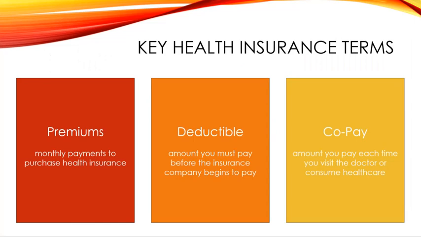So some key terms are premiums, deductibles, and copay. Premiums are the monthly payments to purchase health insurance. Deductibles are oftentimes the amount you pay before the insurance company begins to pay. So a high deductible plan might be that for the first $4,000 of any medical care costs you receive in a year, you pay that deductible, after which the insurance company begins to pay. Also, many insurance plans have what are called copays. Every time you visit the doctor or consume healthcare, you pay a portion of the dollars, often a $30 or $40 copay towards that visit.